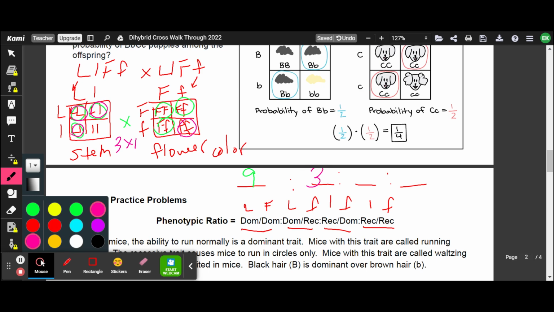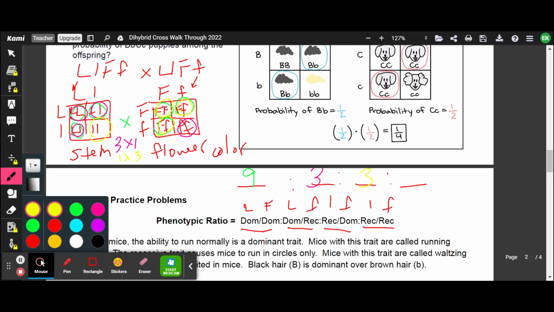Next, we'll do short stem, so 2 lowercase l's, and purple flower, all capital F's. So we have 1 out of 4 is going to have a short stem. And how many out of 4 are going to have at least 1 capital F, or purple flower? 1, 2, 3. So 1 times 3 gives me 3. So I will have a 3 out of 16 chance of having a short stem with a purple flower.